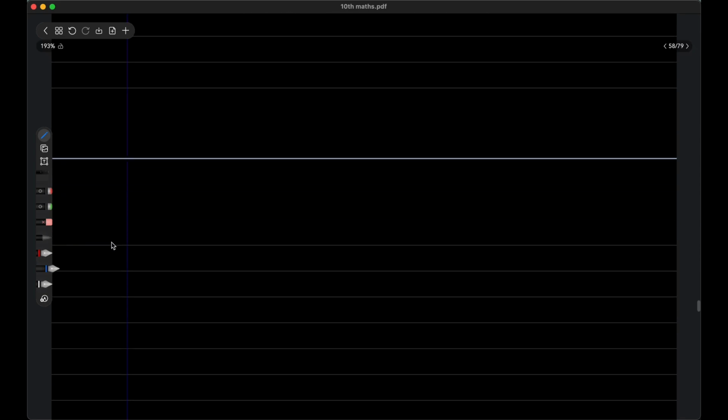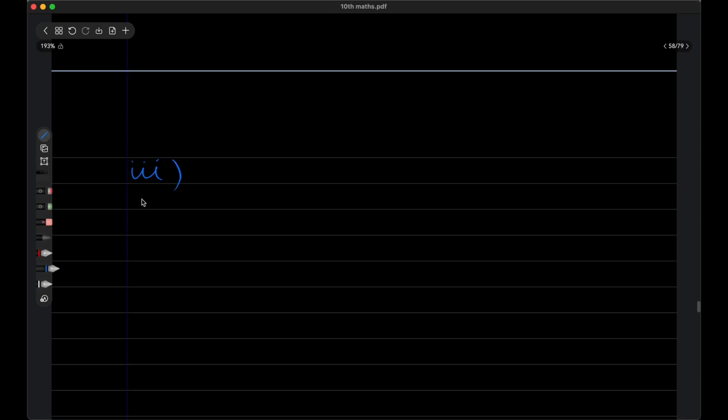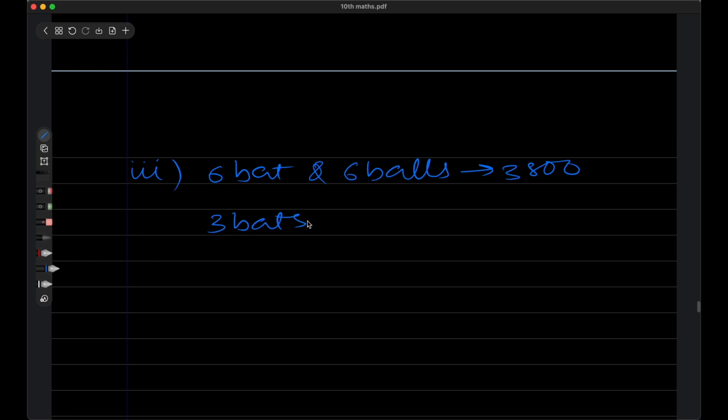Part 3. The coach of a cricket team buys 7 bat and 6 ball for 3800 rupees. And later she buys 5 balls and 3 bats for 1750 rupees. We have to find the cost of 1 bat and 1 ball.